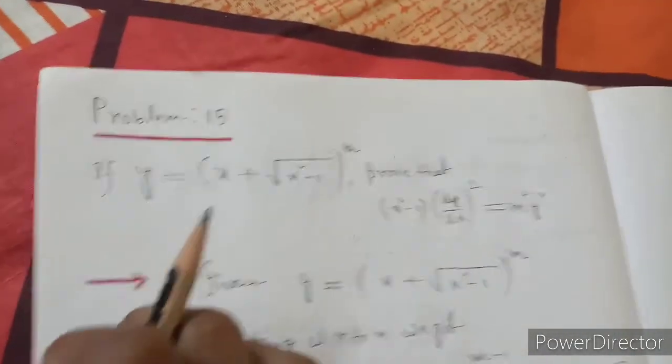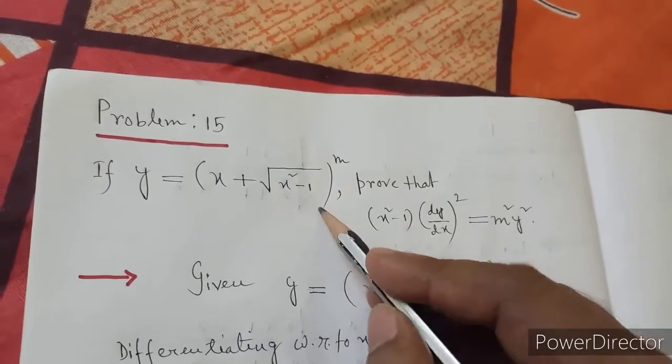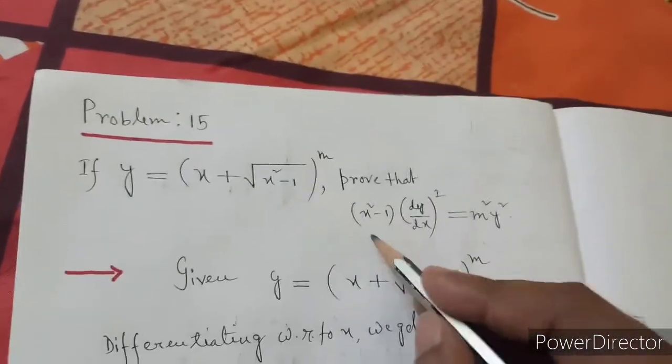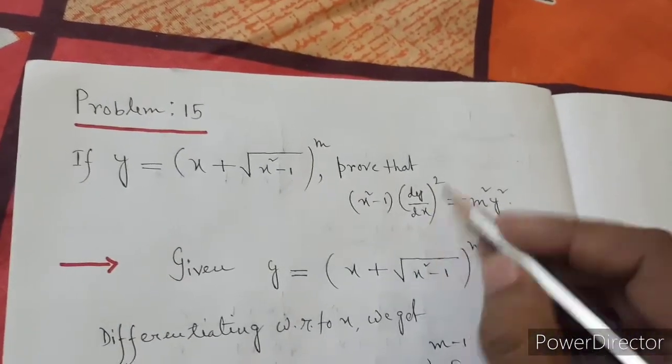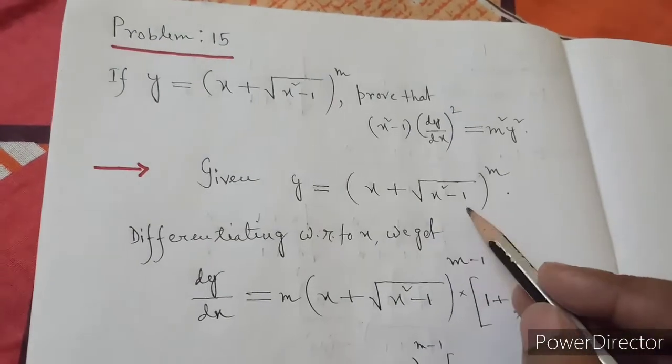So now problem number 15. If y equals (x plus root under x square minus 1) whole to the power m, prove that (x square minus 1) into (dy/dx) whole square is equal to m square y square. How to solve it? Given y equals (x plus root under x square minus 1) whole to the power m.